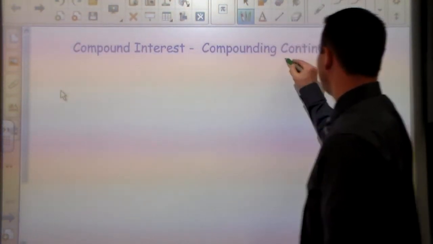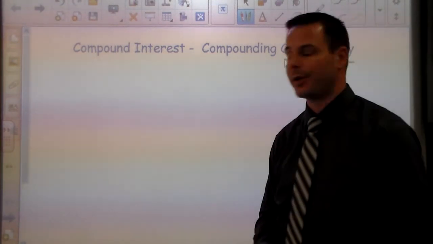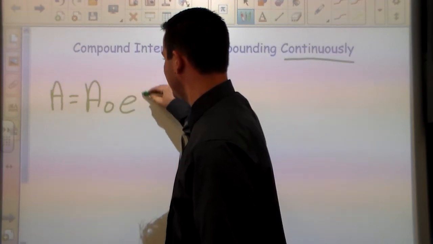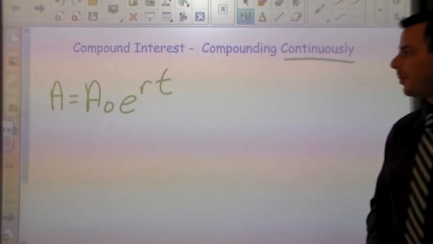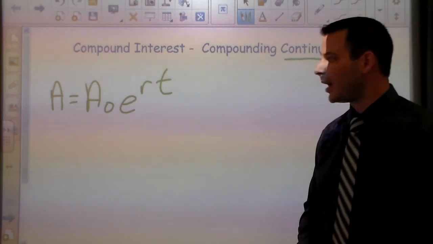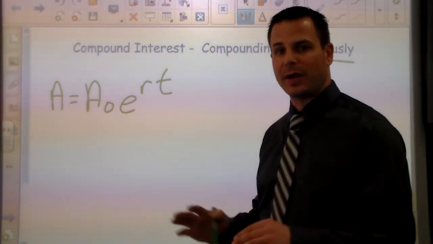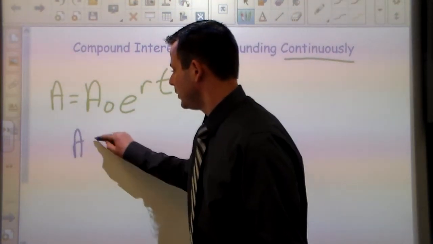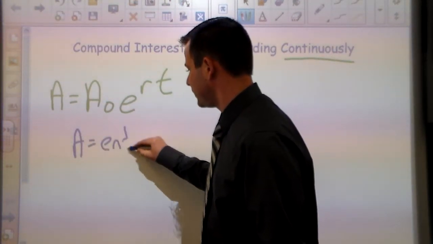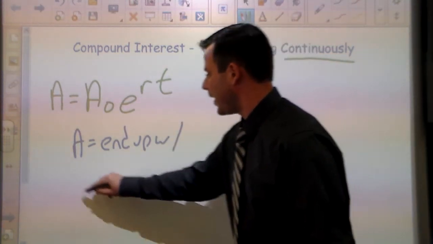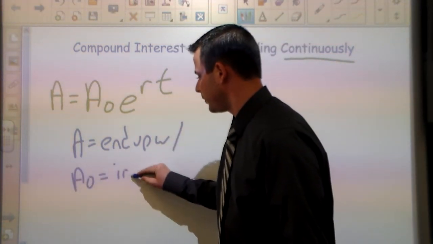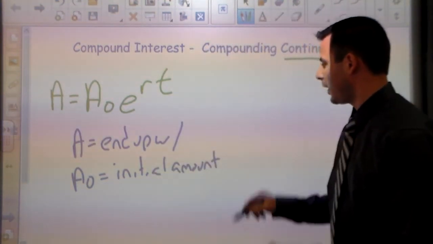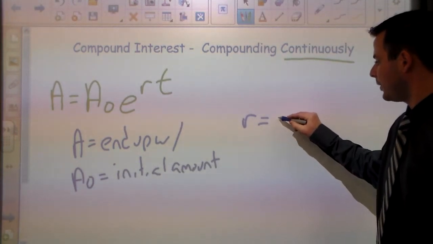The word continuously is a cue for a different formula. The compound interest formula for continuous compounding periods is A equals A naught times e to the rt. Let's define these variables first. A is still the amount you end up with. A naught is still your initial amount. In this case, r is still your interest rate.